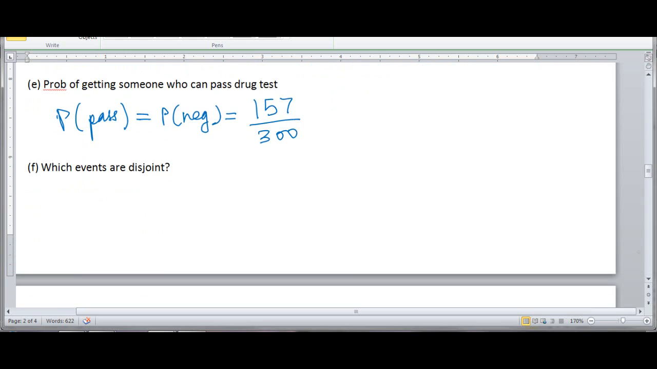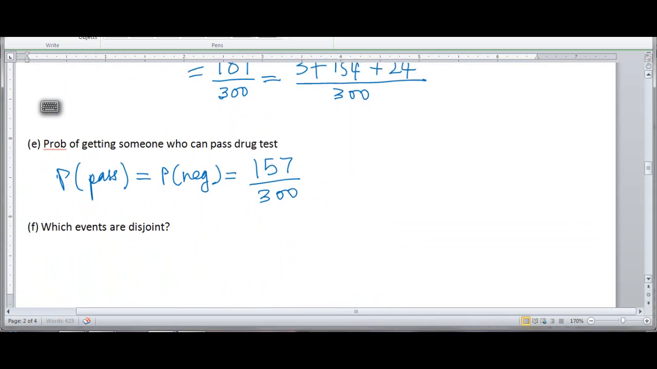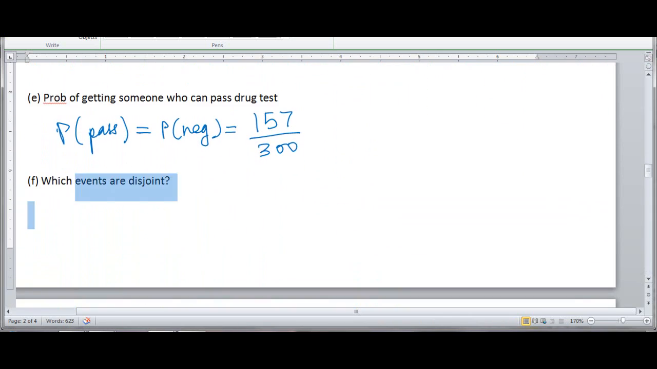Which events are disjoint? If you remember from the part 1 video, disjoint or mutually exclusive means that two events cannot occur at the same time. So which two events cannot occur at the same time? Either they test positive or negative. A person can either test positive or they can test negative. They cannot test both. So positive and negative are disjoint events.